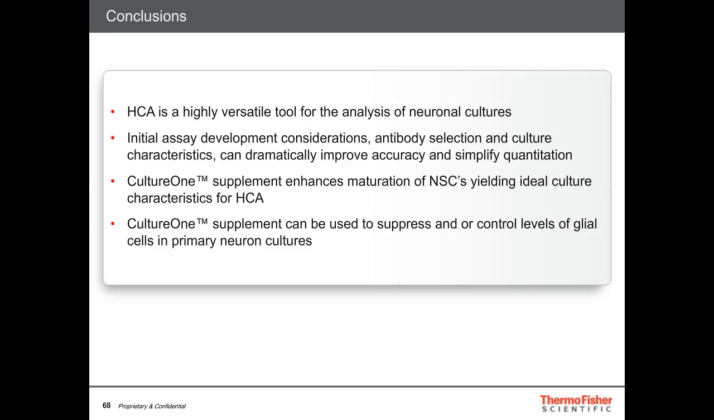Initial assay development considerations, antibody selection, and culture characteristics can dramatically improve accuracy and simplify quantitation. And then CultureOne Supplement enhances the maturation of NSCs, yielding ideal culture characteristics for high content analysis. And CultureOne Supplement can be used to suppress and control the levels of glial cells and primary neurons.